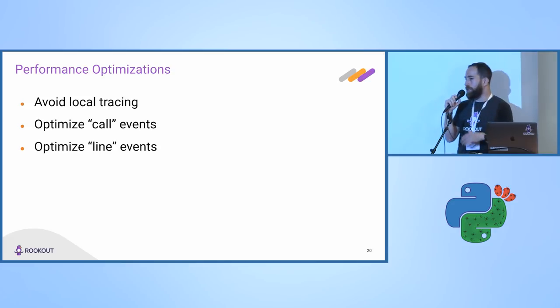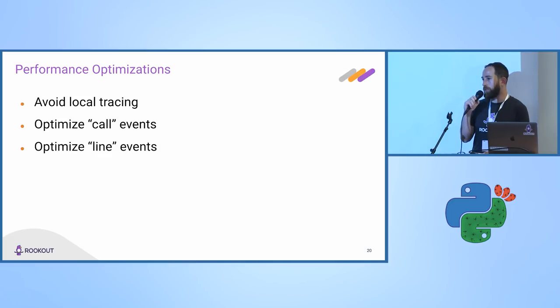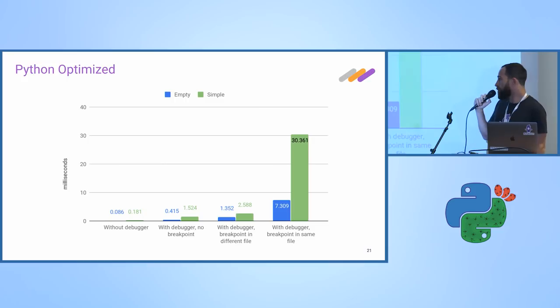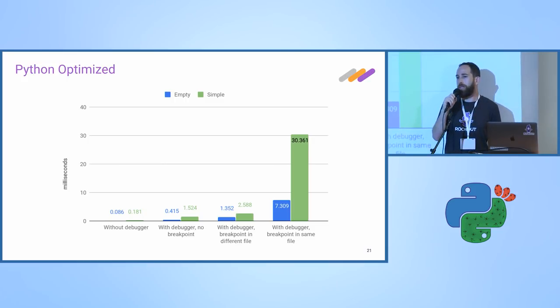We forked BDB, deleted a whole bunch of unused features, and optimized for the hot path, and this is what you've got. It's obviously a lot better, but still not quite there. How many of you are familiar with Cython?